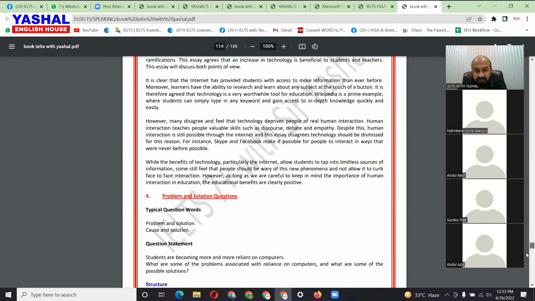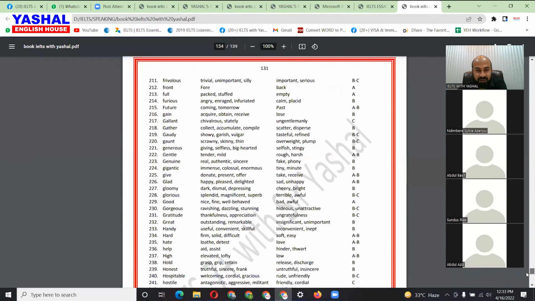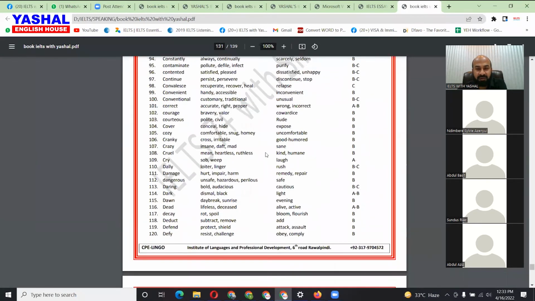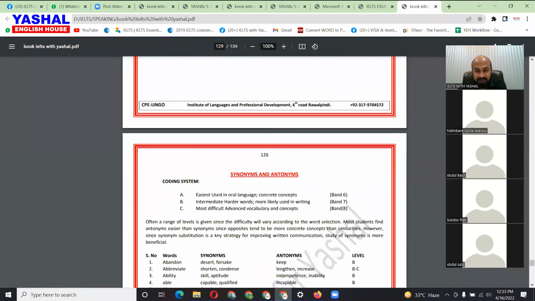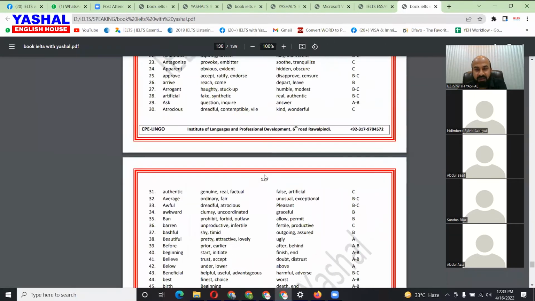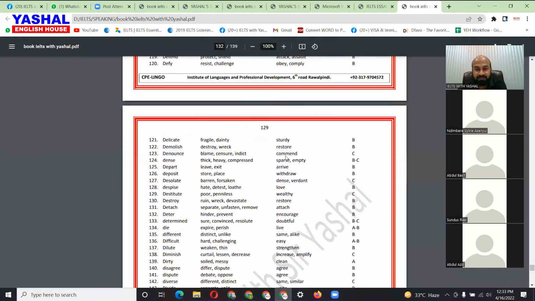And then we have a practice test. At the end, there is vocabulary. This vocabulary is for if you want to get band 6, band 7, or band 8; we have described it accordingly and categorized it. You would be preparing like this.